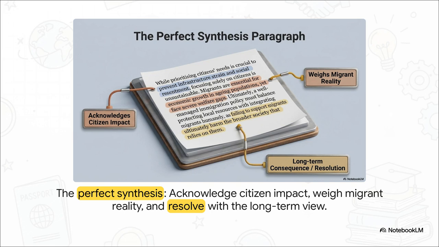First, you acknowledge the impact on citizens, the strain, the resentment. Then, you weigh in with the migrant reality. They are absolutely essential for economic growth. And finally, the resolution. A policy has to balance local resources with humane integration. Why? Because failing to do so just ends up harming everyone in the long run. That is a top-tier conclusion.